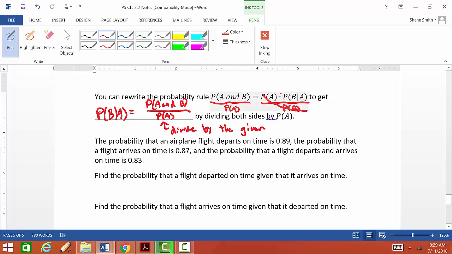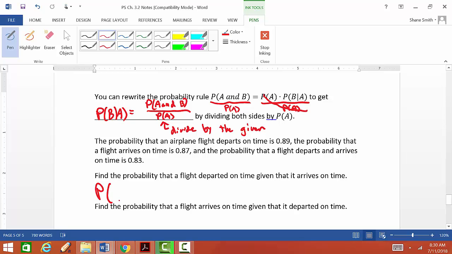Sometimes you don't want to find out what the probability of just a single event is, but you want to find out what is the probability of an event given that you've already had another event happening. So let's find the probability, the probability of an airplane flight departs on time is 0.89, the probability that a flight arrives on time is 0.87, and the probability that a flight departs and arrives on time is 0.83. So we want to find the probability that a flight departed on time.